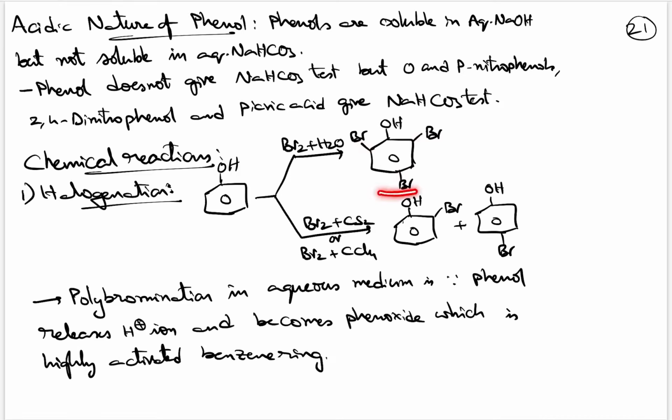2 reasons are there for polybromination to happen. One is OH is a strong ring activating group, so the benzene is highly activated, and another reason is that water is a highly polar solvent, so it will split Br2 molecules and will produce more Br plus ions. So these 2 reasons will result in the formation of polybrominated product.